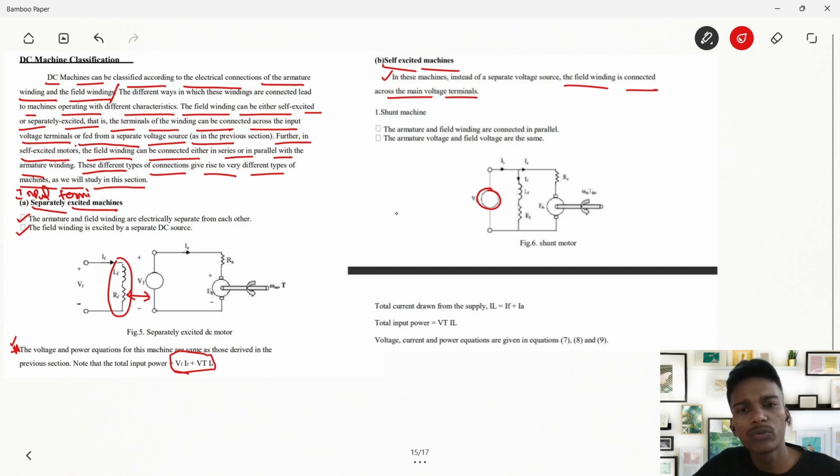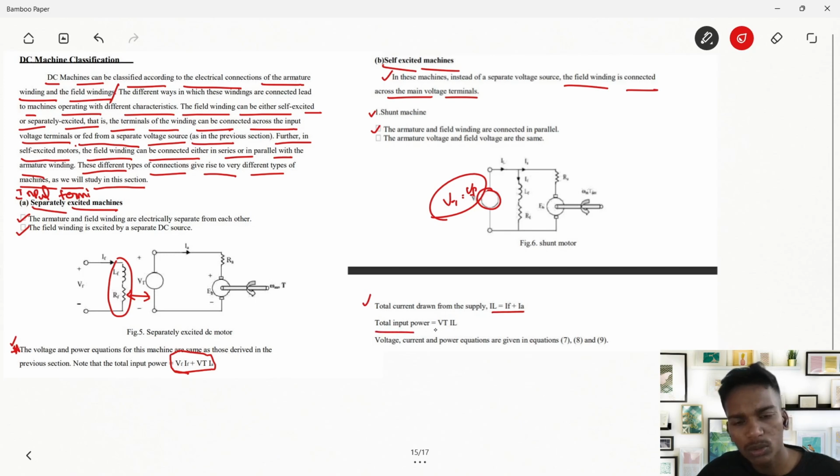So we don't need any separate circuit for excitation of the field winding. The armature and field windings are connected in parallel. The armature voltage and field voltage are the same, here VT equal to VF. The total current drawn from the supply is equal to IF plus IA.